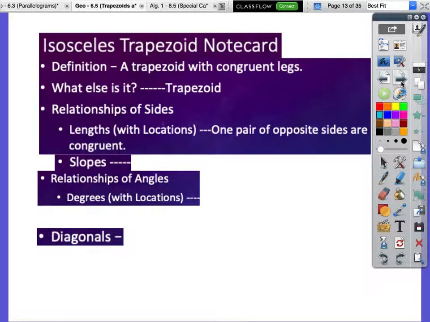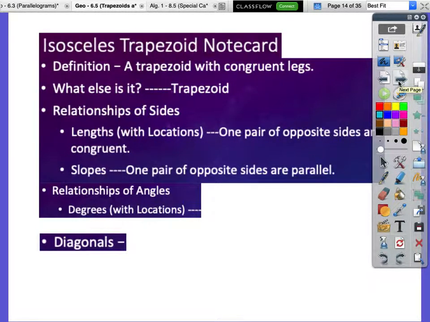Is it like a kite? Yes, that's why they're called kites. A kite is like a kite, just like a trapezoid is like a trapezoid, and a rectangle is like a rectangle. What do we know about the slopes? One pair of opposite sides are parallel. What do we call those parallel sides here? Bases. Okay, one pair of opposite sides are parallel. Hopefully we knew that already.